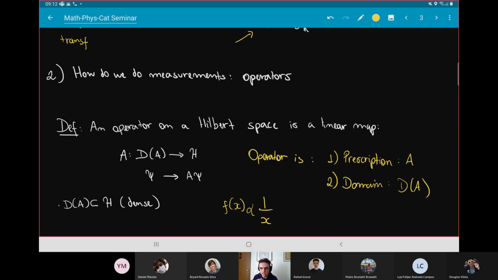The same thing happens when we're talking about Hilbert spaces and operators in such spaces. We want not only the prescription, the formula, the way we use the operator, but we also want to know where the operator lives, where the operator works. It lives in a Hilbert space and it works inside a subspace of that Hilbert space.